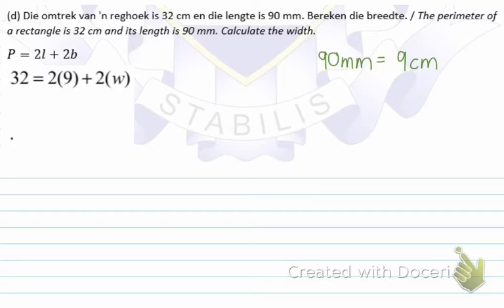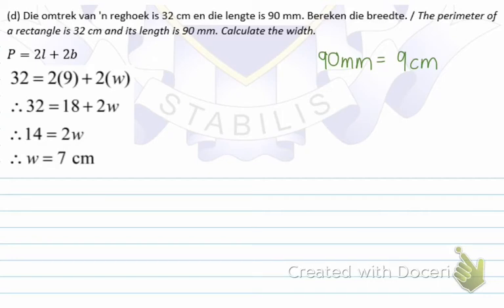Alright, let's multiply out. 2 times 9 is 18. And now that positive 18 we need to take to the left-hand side, and it's going to become a negative 18. So 32 minus 18 gives me 14. Now we still need to get rid of the 2 which is on the right-hand side, and to do that I divide on the left-hand side. 14 divided by 2 will give me 7. So the width is 7 centimeters.